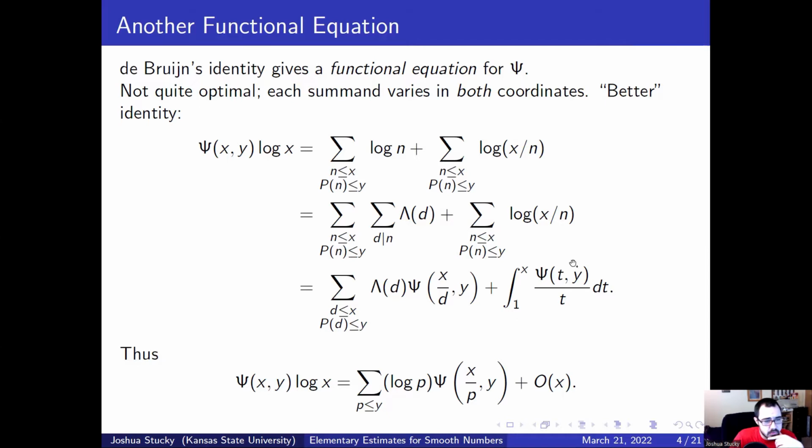And then the integral contribution, well, psi of t y is trivially bounded by t. And so the integrand is bounded by 1, and the integral is bounded by x. So psi of xy log x is just this very simple thing up to an error term of big O of x, which is fine because, remember, I saved the factor of log x when I divide over.